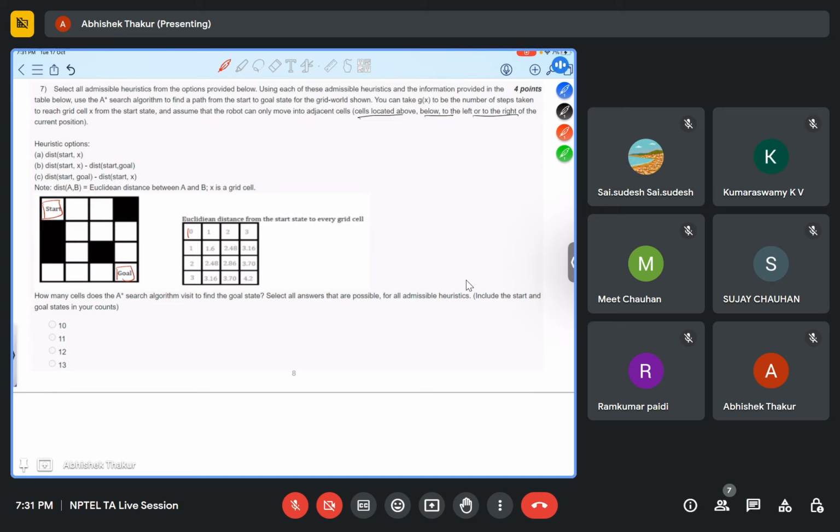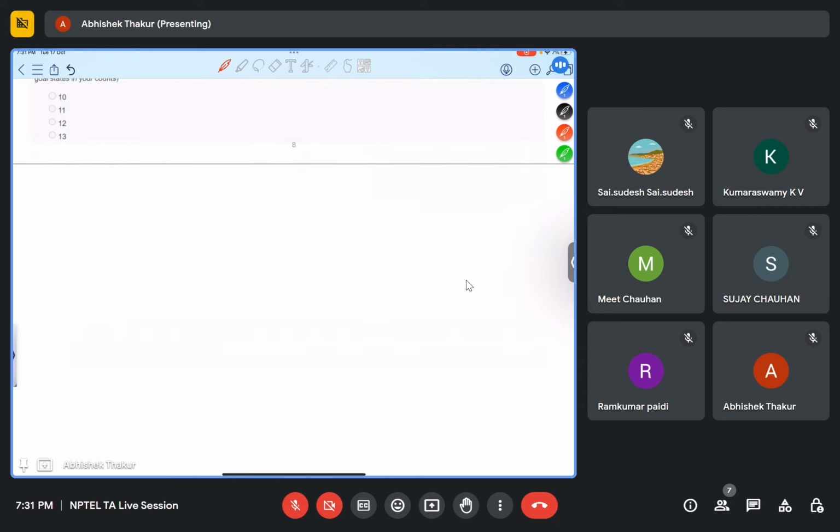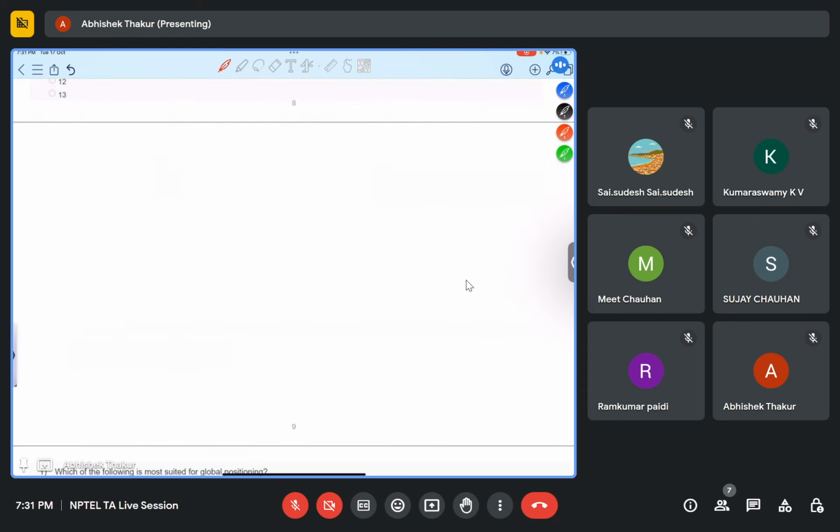So how many cells does the A star search algorithm visit to find the goal state? Select all the answers that are possible for all admissible heuristics. Include the start and goal states in your count. So before moving, we'll see one example that was covered in the lecture. After that, we'll solve this question. Let's suppose this is our starting point.